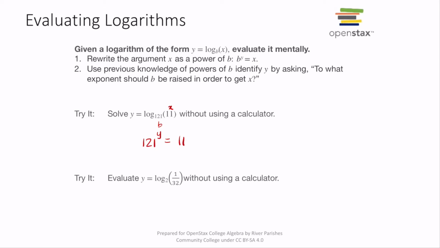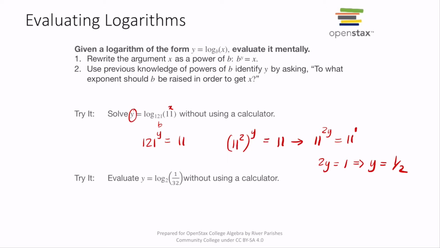So we know that 121 is 11 squared. So 11 squared, whole to the power y, equals 11. So 11 to the power 2y equals 11. And we know that 11 to the power 1 is the same. So when the base is the same, the exponents will be the same. So 2y equals 1. So y becomes equal to 1 by 2. So this is how we can solve for the value of y.